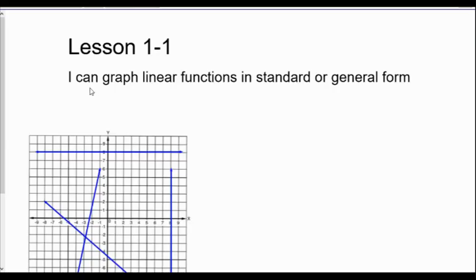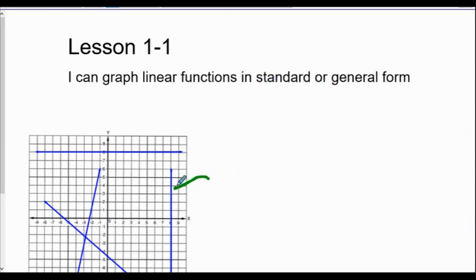By the end of this, I hope that we can all graph linear functions in standard or general form. So before we get too far with it, I want to make sure that we all understand what that means. Okay. So first of all, what is a function, I guess?